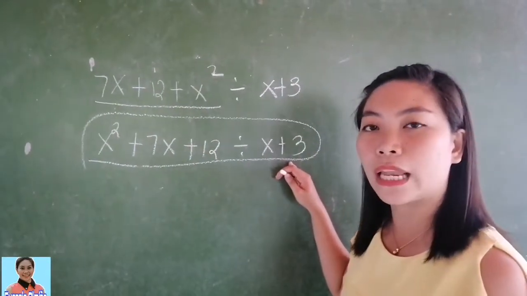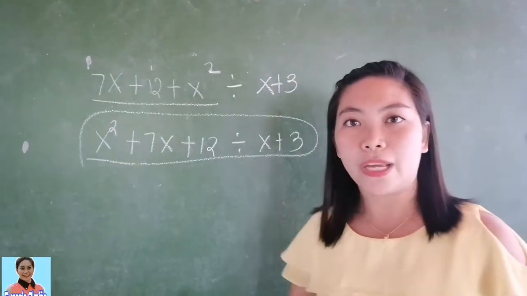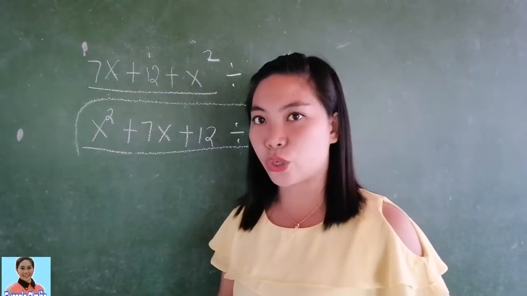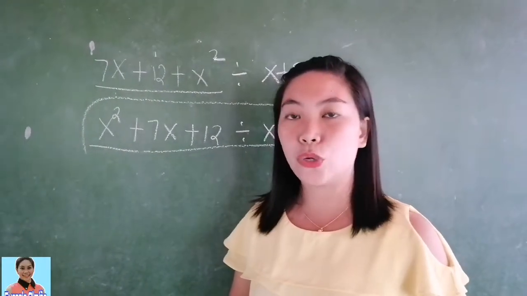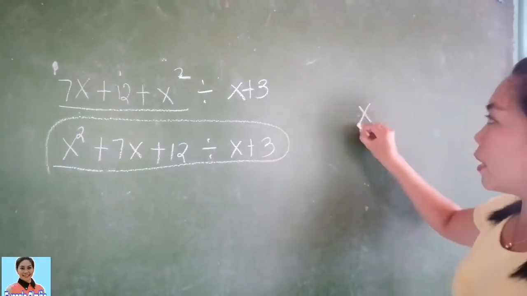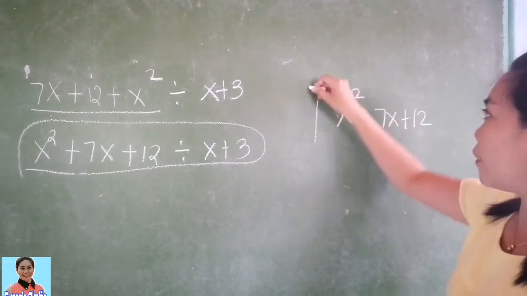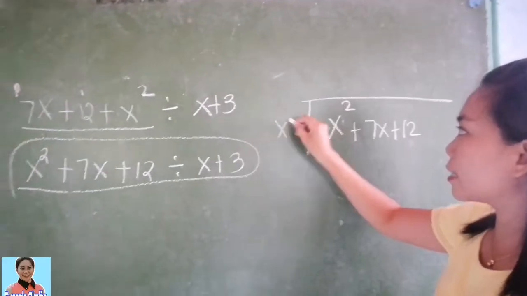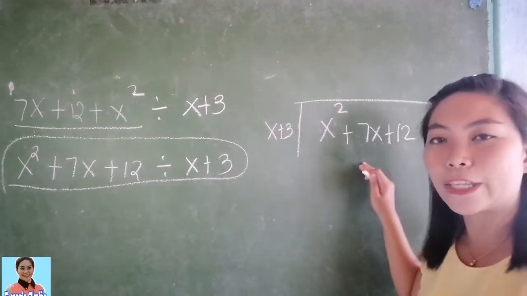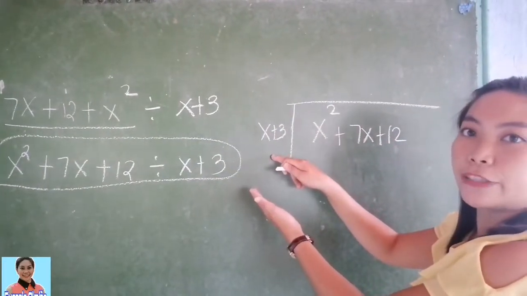Okay, meron po tayong dalawang klase when we are dividing polynomials. Yung una po is the long division method and the other one is the synthetic division. So, pag-usapan po muna natin yung long division method. So, let's have x squared plus 7x plus 12 divided by x plus 3. So, we already arranged the terms, di ba po, in descending order. So, now, let's divide the polynomial by the divisor natin.